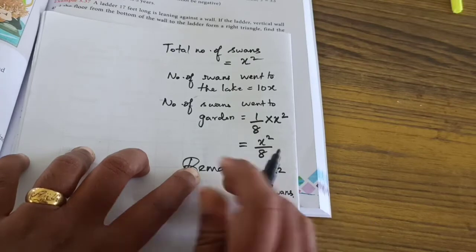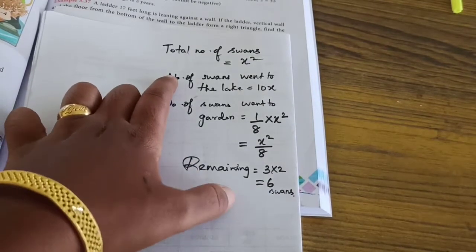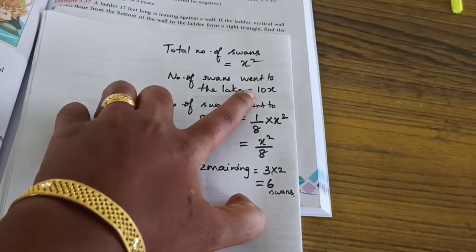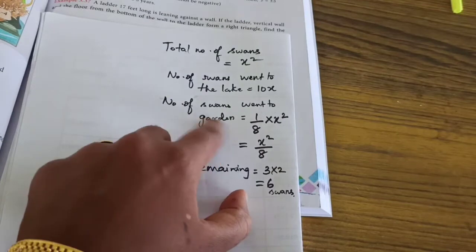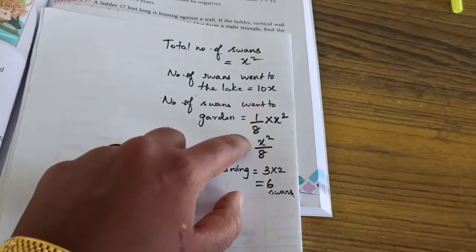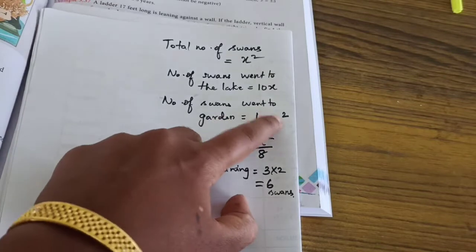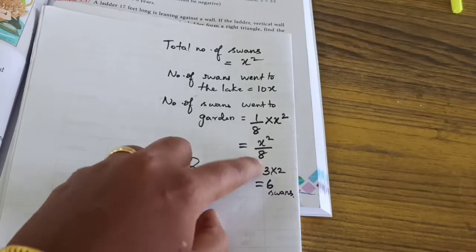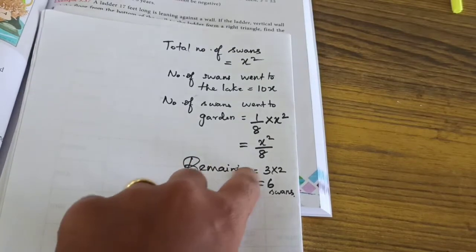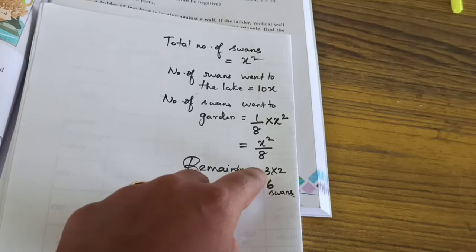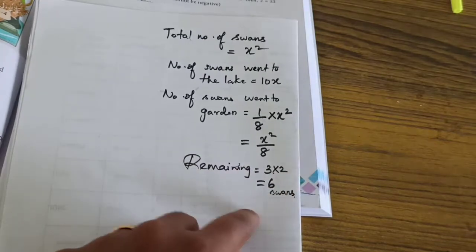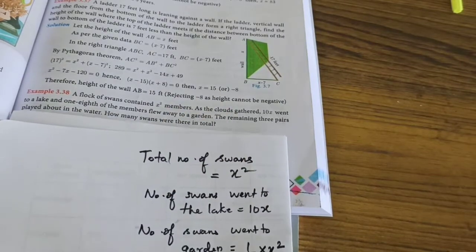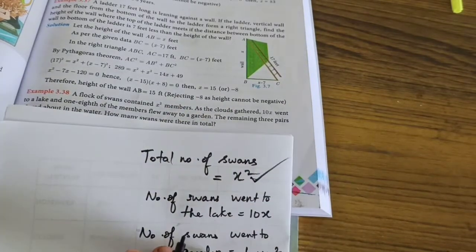6 swans only remaining. So listen to the question carefully. Total number of swans x square. Number of swans that went to the lake, 10x, is given. Number of swans that went to the garden, 1/8 of the members. 1/8 into total members, so x square, then 1 into x square is x square by 8. Then remaining swans: 3 pairs, so 3 into 2, 6. Got it? Then how many swans were there in total? We need to find x square only.